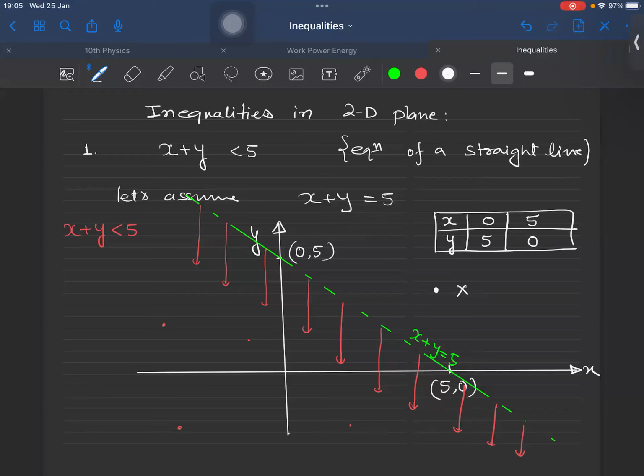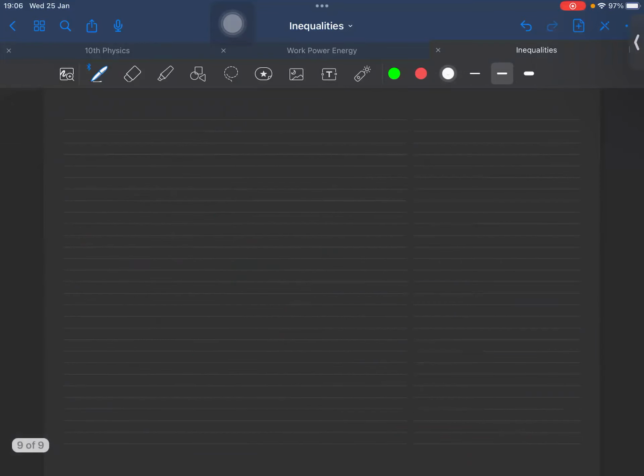See, this is a single variable, right? We have only one equation here. But what if we have 2 variables? So let's write down the solution of the system.